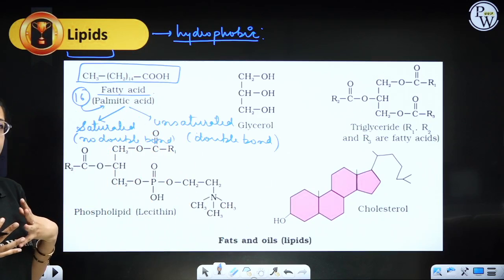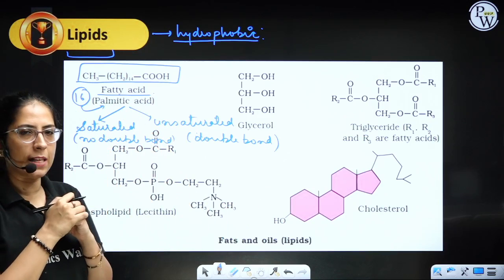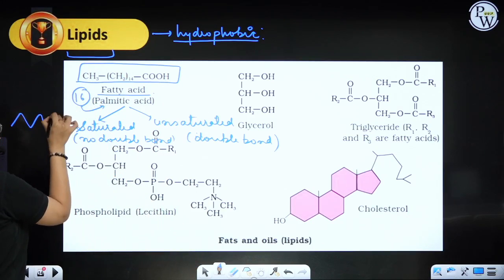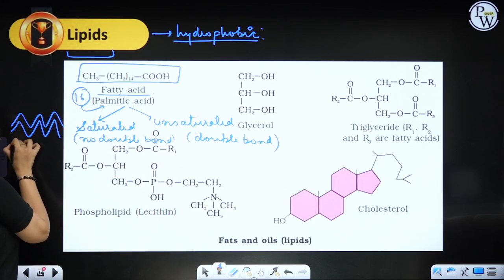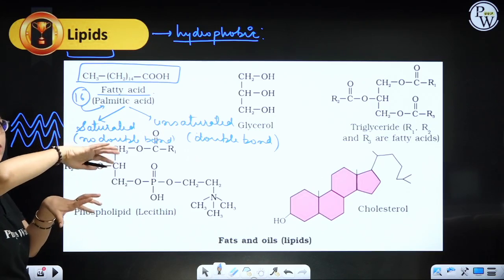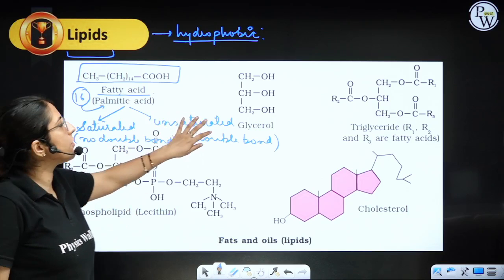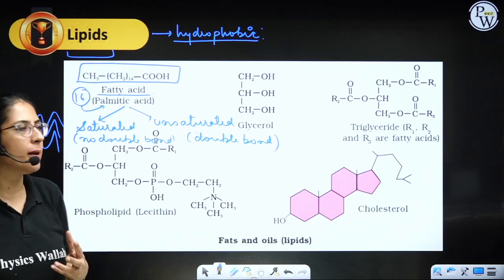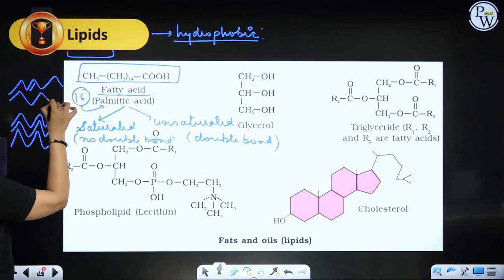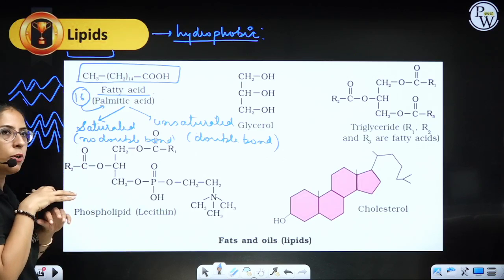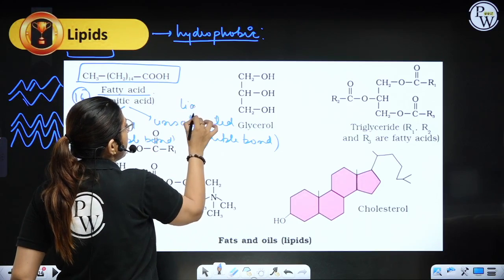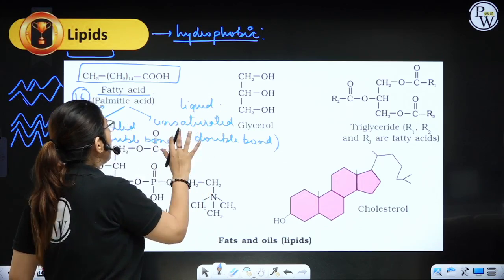Whenever we place them together, they are placed in a tightly packed way. So they remain solid at room temperature because they are tightly packed to each other, for example, ghee. Now unsaturated are those which have a double bond. Suppose this is a double bond, so this double bond is going to create a kink, with which they are not able to pack properly. That is the reason they remain oil, or liquid, at room temperature. So accordingly they are named saturated and unsaturated.